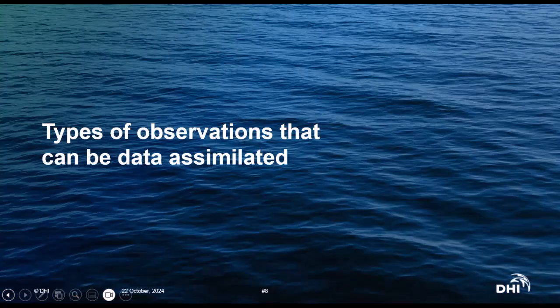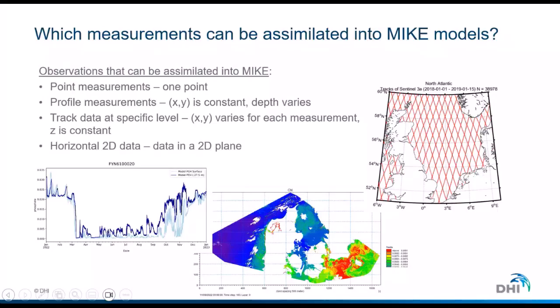So what kind of observations can be assimilated into biogeochemical models? In the MIKE models, we can work with four different kinds of observations. We can assimilate point measurements and profile measurements. We can also assimilate track data, that could be along-track satellite data, as illustrated in the example to the right. We can also assimilate horizontal 2D data, which could, for example, be satellite data from the ocean surface.